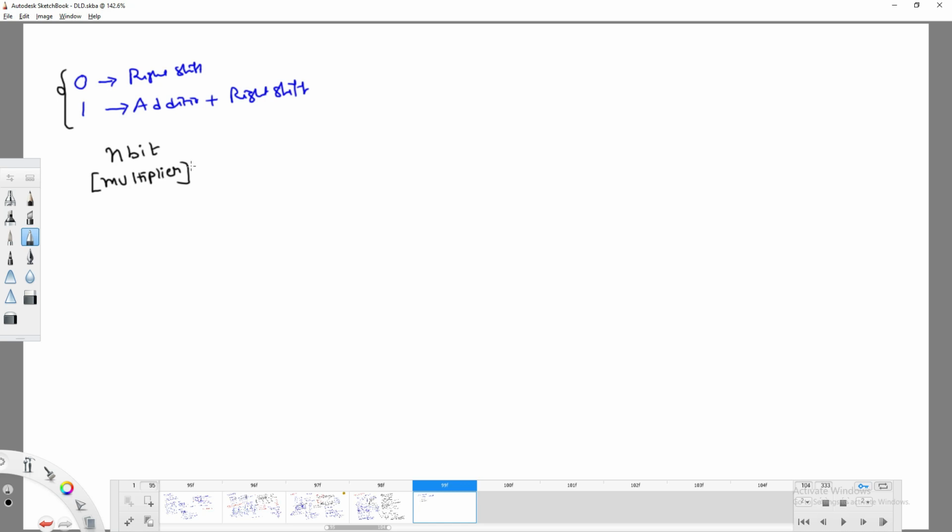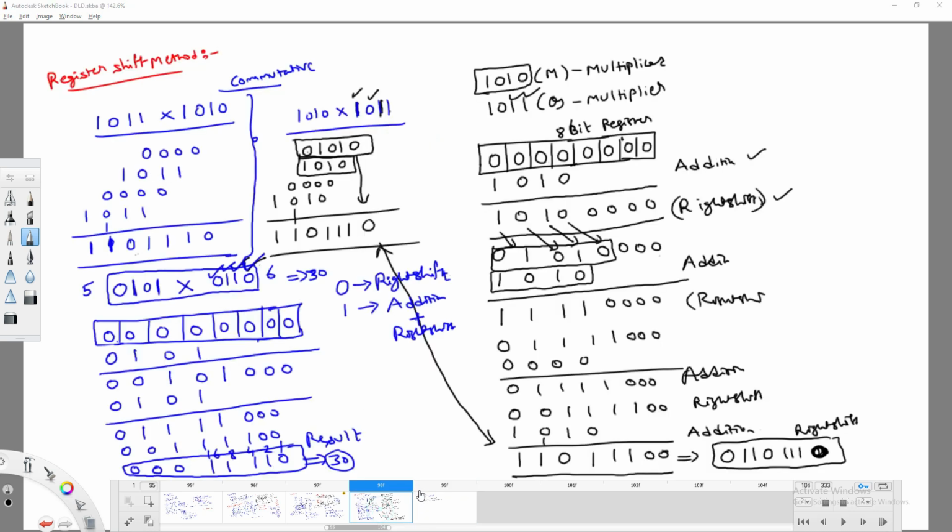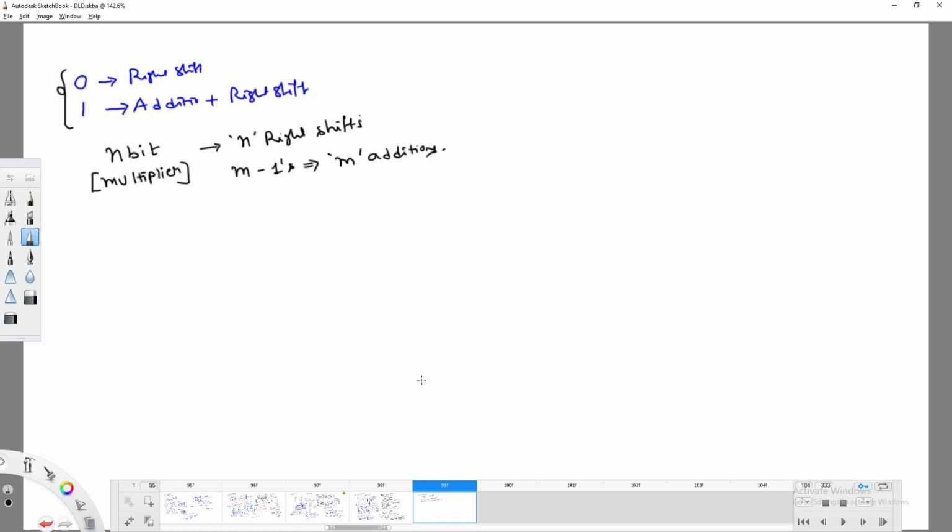So if the multiplier contains n bits, we need to perform a compulsory n right shifts. Am I right? Irrespective of whether it is 0 or 1, I compulsorily need to perform n right shifts. Okay, fine. And how many additions do we have to do? For example, if m number of ones are available, then you have to perform m additions. This is what you have to do. So this particular procedure I can call the register shift method, right?